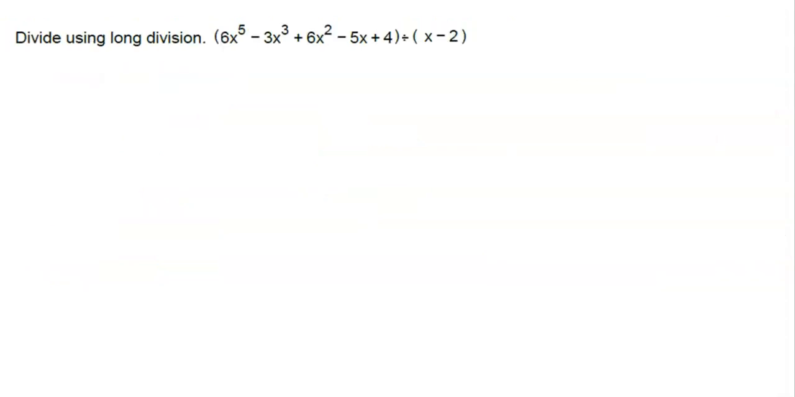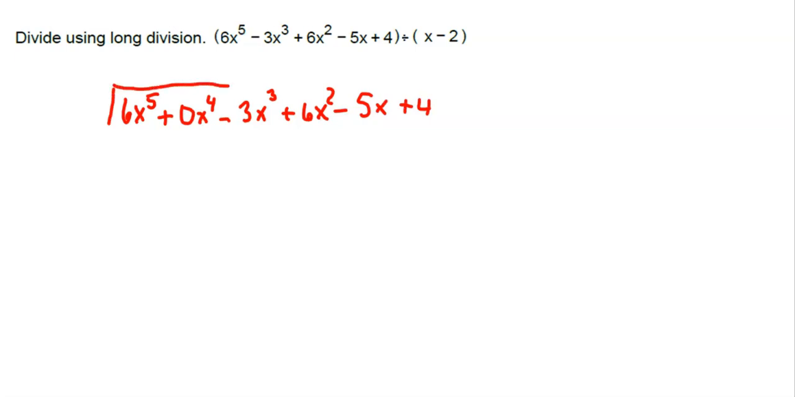Now let's look at some polynomial division. First with long division. We're going to take 6x to the 5th power. And then I don't see a 4th power term, so I'm going to put one in here as a filler. 0x to the 4th, coefficient 0, so we're not changing the polynomial, minus 3x to the 3rd, plus 6x squared, minus 5x, plus 4, and we're dividing that by x minus 2. Okay, let's get the division going.